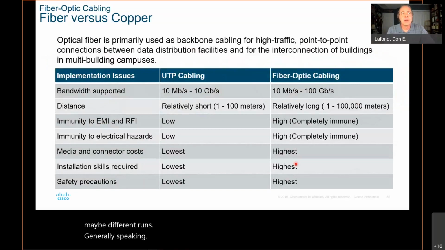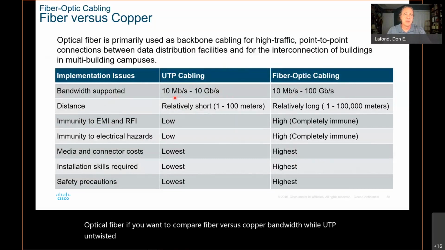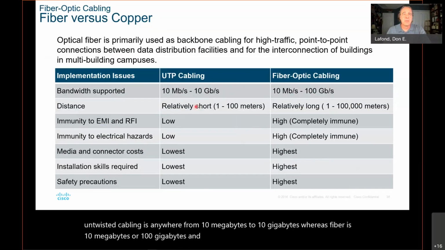Optical fiber, if you want to compare fiber versus copper, bandwidth, well, UTP, unshielded twisted pair cabling, is anywhere from 10 megabits to 10 gigabits, whereas fiber is 10 megabits to 100 gigabits and faster. Distance, relatively short, 1 to 100 meters, compared to fiber, which could be 100,000 meters in single mode.